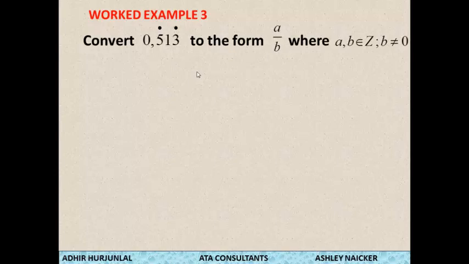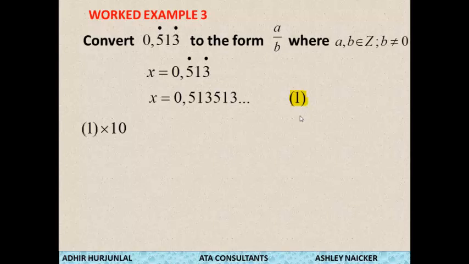Step number 1, create an equation. X is equal to 0,513. I like this. Step number 2, write it in expanded form. X is equal to 0,513513. It recurs. I'm going to call this equation number 1. Next step, equation number 1, multiply it by 10. Equation number 1 multiplied by 10.